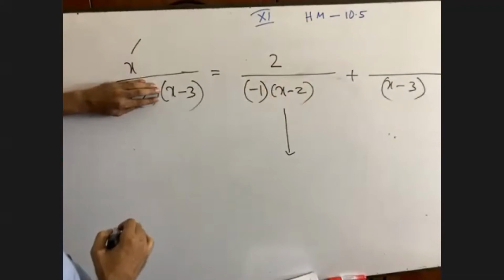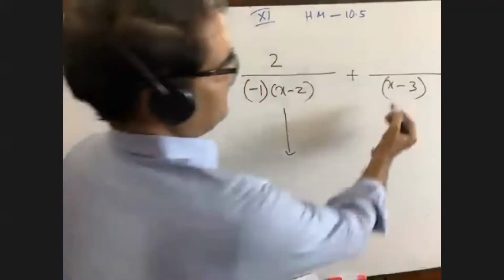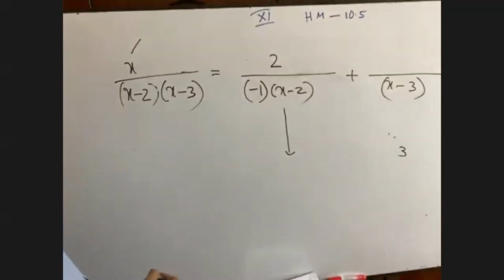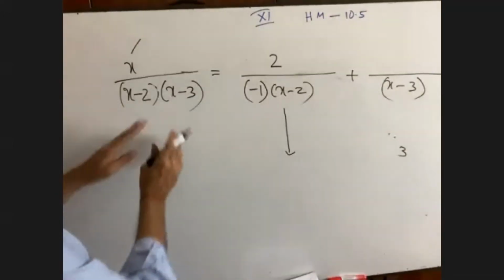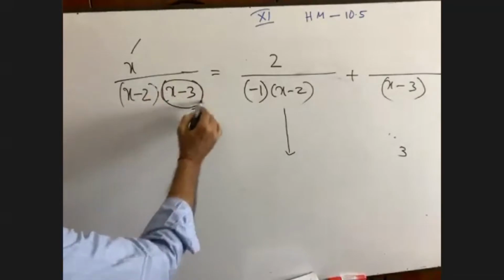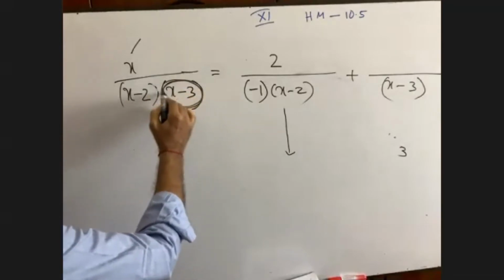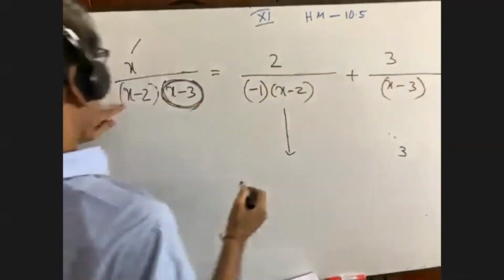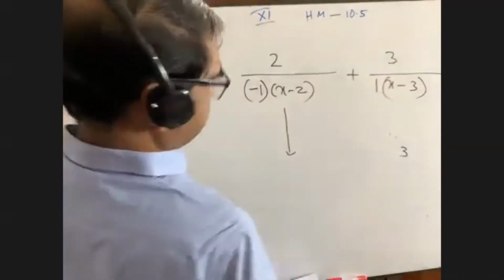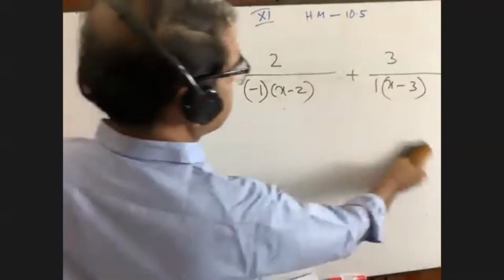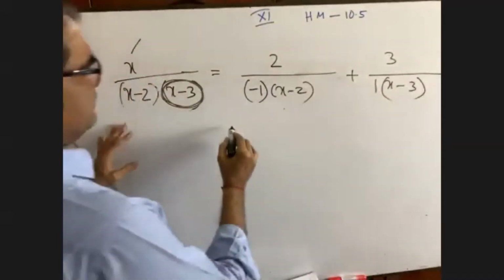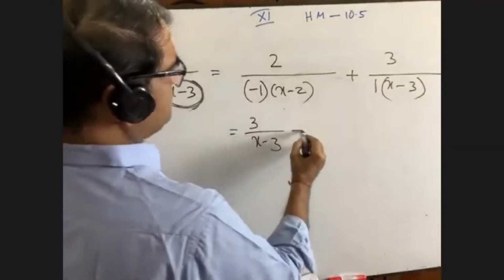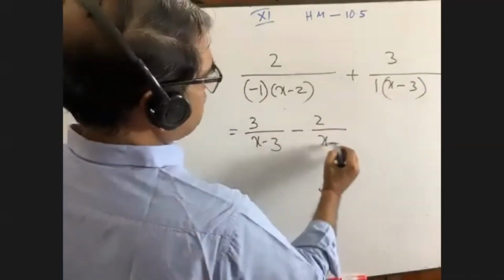Okay? Now you let me know what is the value of x here. Talk to me. 3. Okay? Now, except this part, you put the value of x equals to 3. So this is 3, and this is 3 minus 2, that is 1. And we are done here. So we are getting our answer 3 by x minus 3 minus 2 by x minus 2.